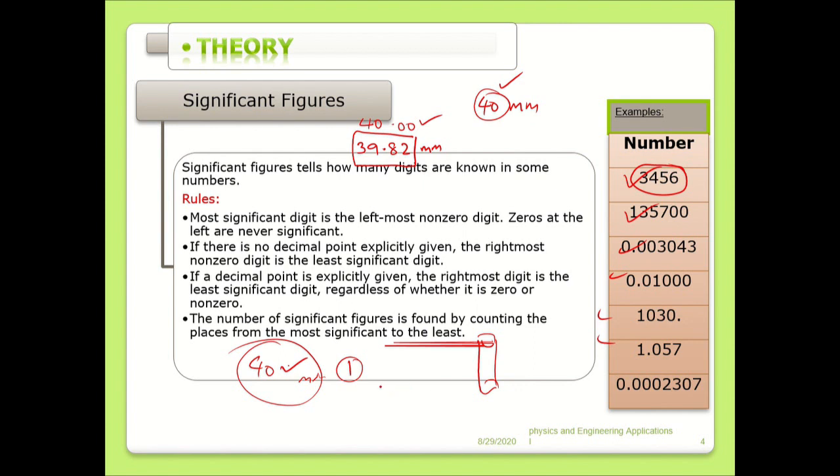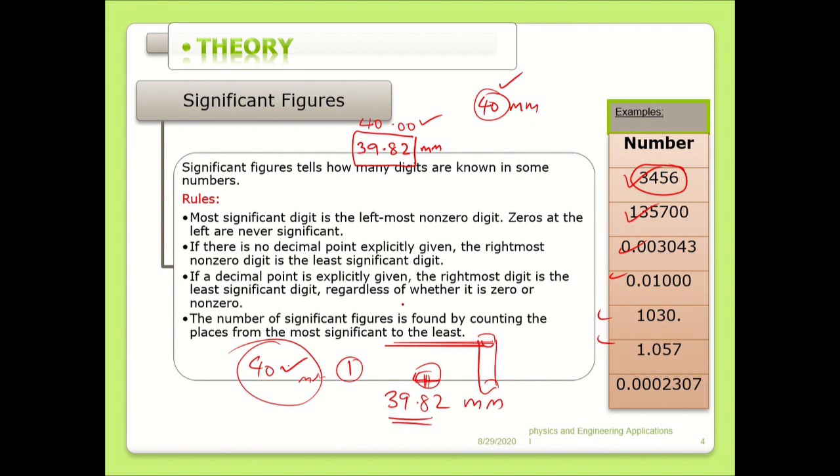Now, let's say you measure the height using your vernier caliper. You have taken a reading and it is 39.82. This is the reading, 39.82 millimeter. Let me ask you how many significant figures are here. Yes, your measurement has 4 significant figures, and whenever you measure this cylinder with that particular instrument, you will always have 4 significant figures.